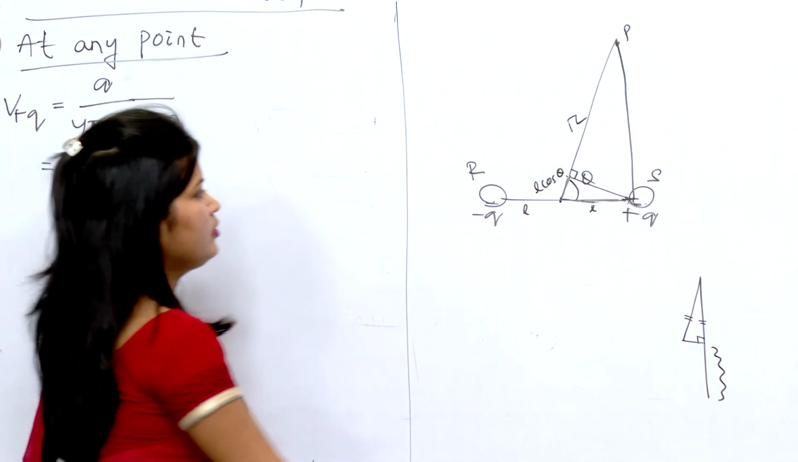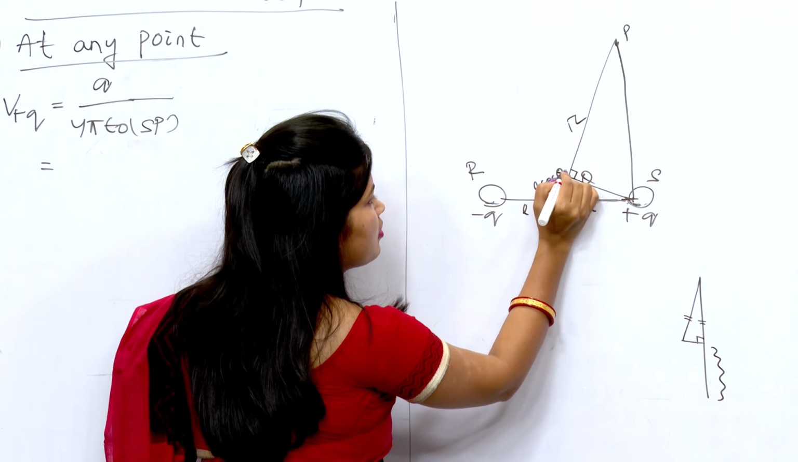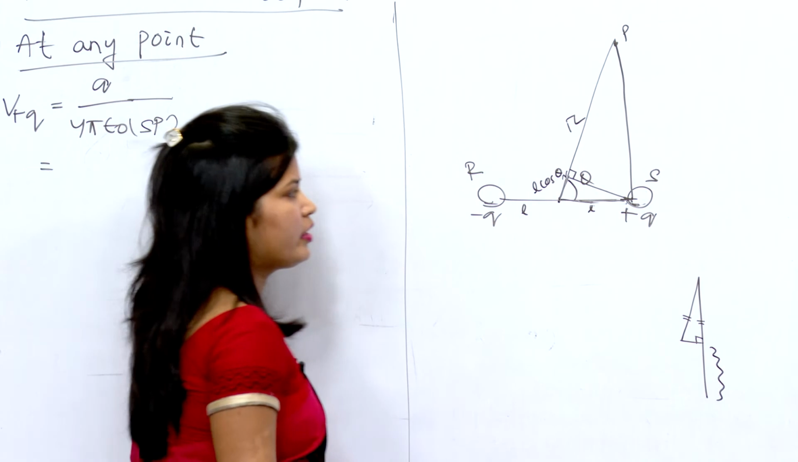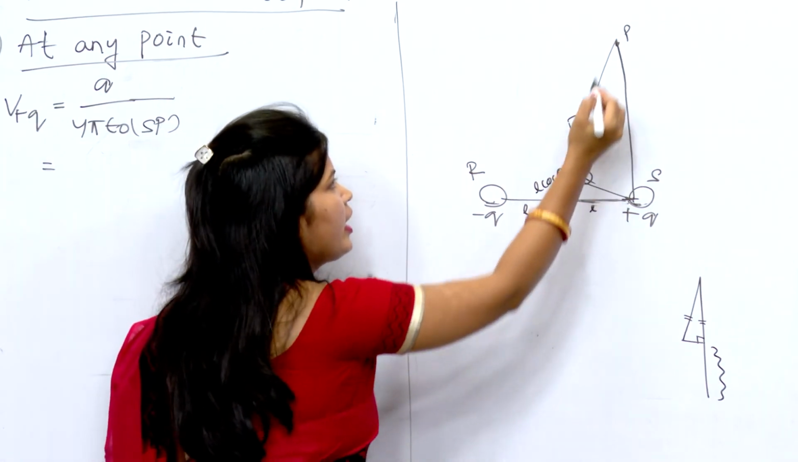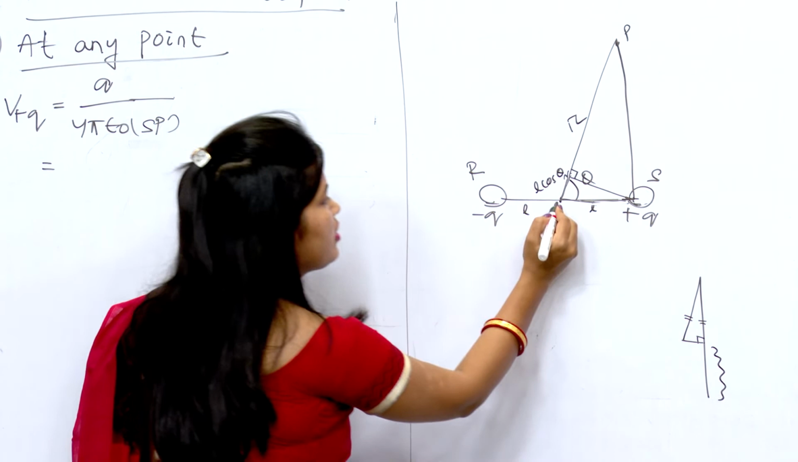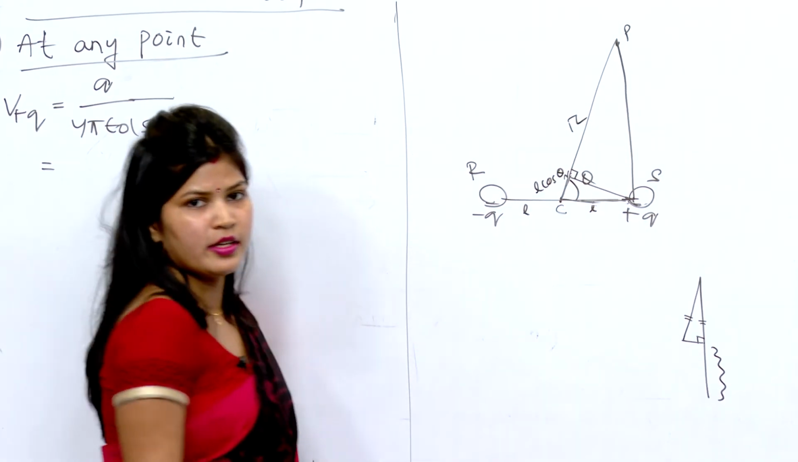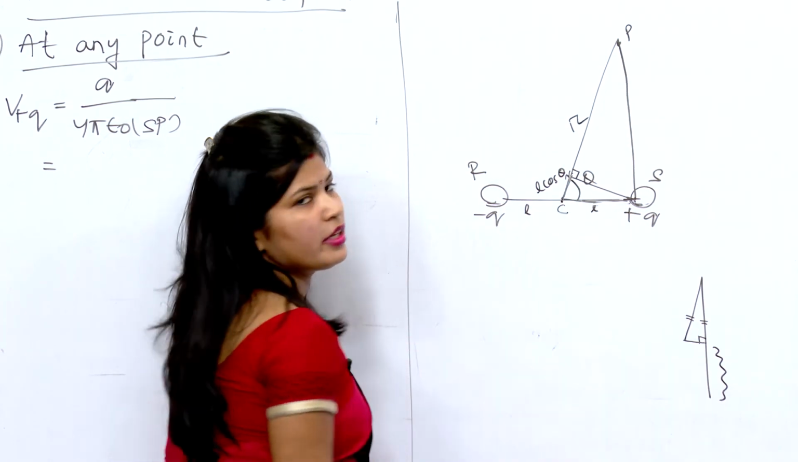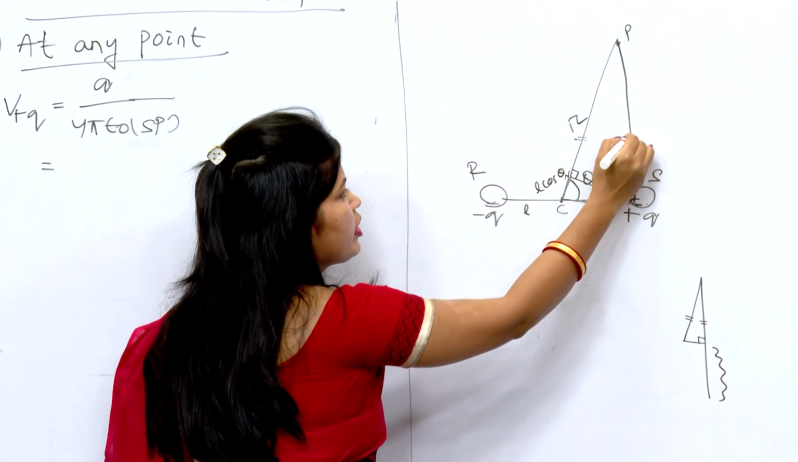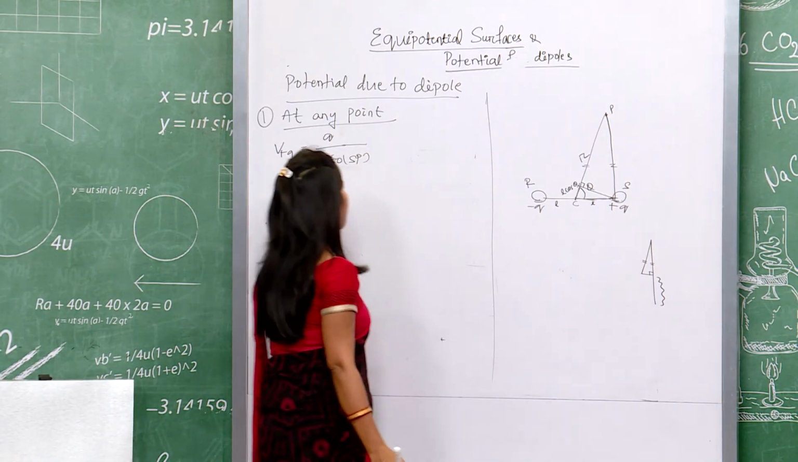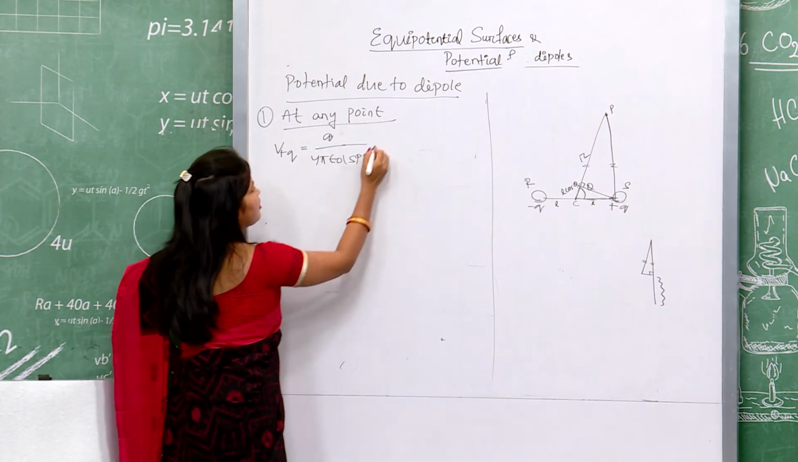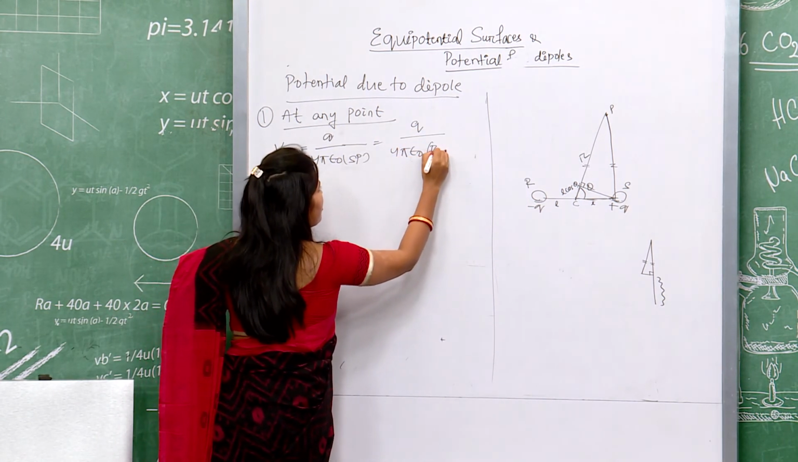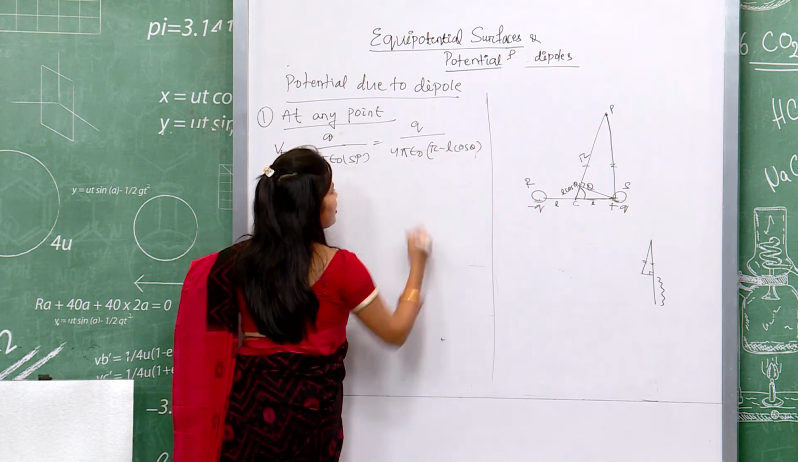Now I will mark here N. So, what is the distance NP? This is C, so CP distance is R and this is L cos theta. So, NP distance is R minus L cos theta, and this distance is equal to the SP distance. So, I can write here Q upon 4 pi epsilon naught times R minus L cos theta.